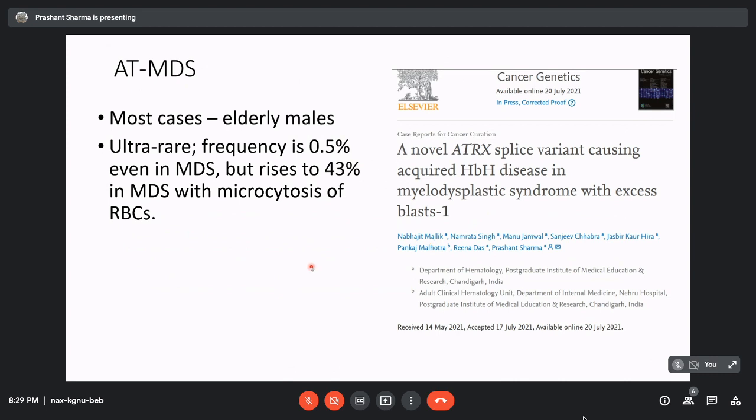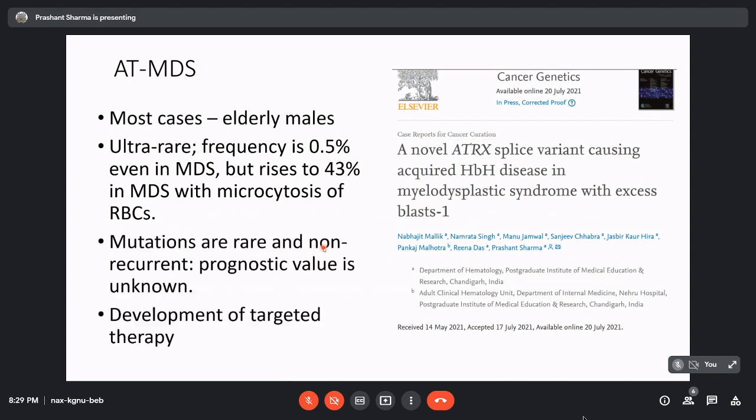And this particular case was also published by Dr. Navjeet Malik, who was then a DM student and is of course now a faculty. You heard him a few days back talking about bone marrow.